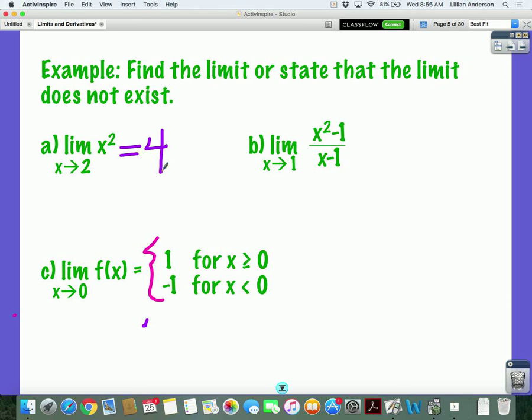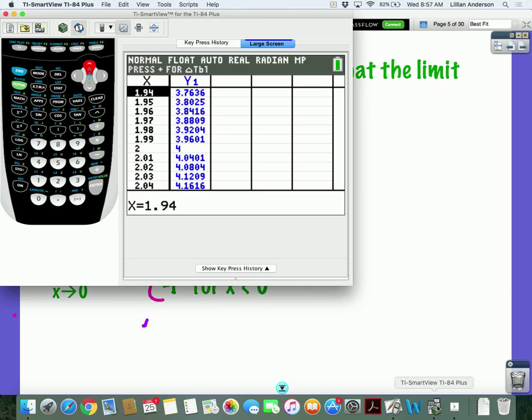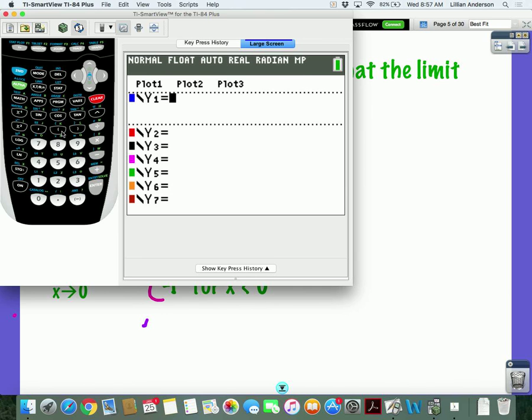Let's do B. The limit as x approaches 1. Now we're using our calculator, and we have to let our calculator know that we want x squared minus 1 being divided by x minus 1. So what do we want to make sure that we do? Parentheses, exactly. So let's type B in, and let's see what we're approaching. Before you go back to your table, what's the x value that we're approaching?